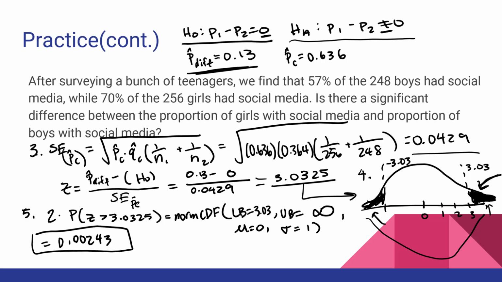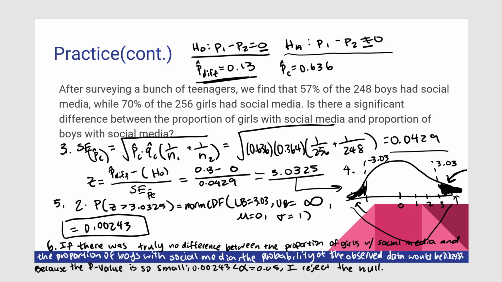So this is the probability that such a large difference between the percentage of girls with social media and percentage of boys with social media would occur if there was no difference between the two proportions. So now that we have our p-value, we can put our conclusion. I had to zoom out for this one. I overestimated how much space I had left.